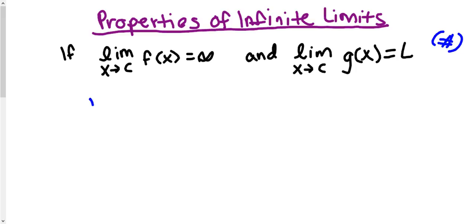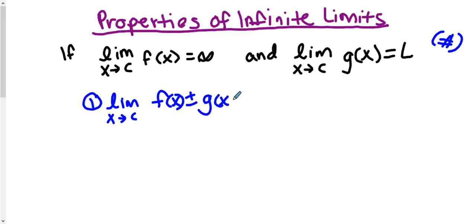Our first one, we have 3 properties. One, if we have the limit as x approaches c of f of x plus or minus g of x. And we're taking this limit, so that means that our limit of f of x is infinity, and our limit of g of x is L. So we're going to either add or subtract L.